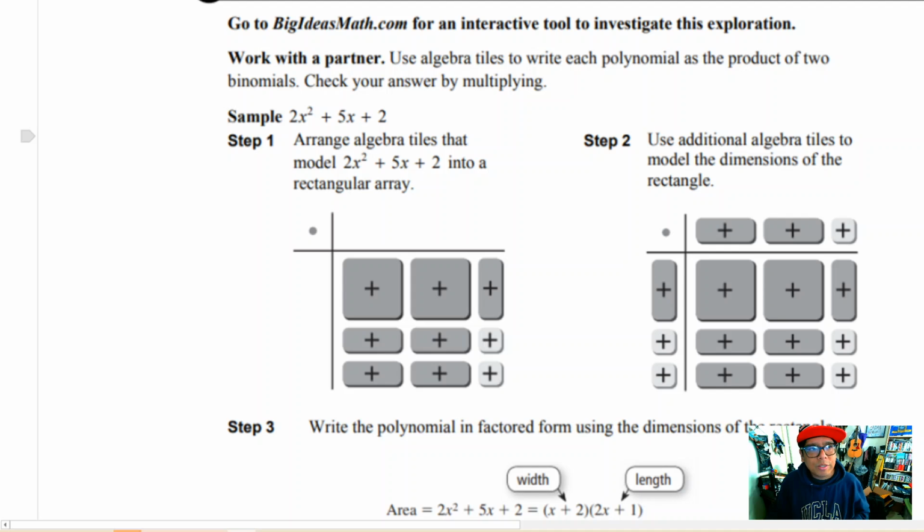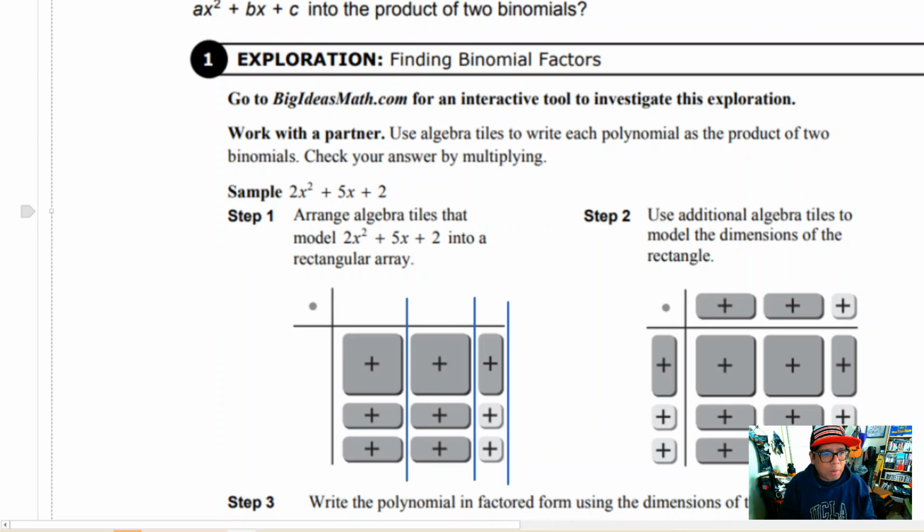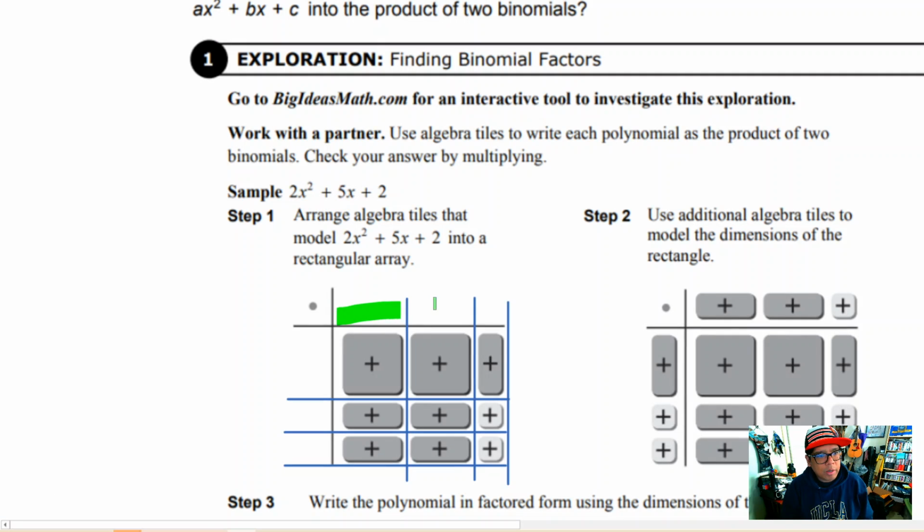So if we're taking a look at this very first exercise here, we see that 2x squared plus 5x plus 2 has been rearranged already into a rectangle. If I draw bars in between the tiles, I can now just go ahead and draw in the kinds of bars that I would expect to see. So this is one long bar on two long bars across the top, one long bar on the side, and then two small squares on the side and one small square on the top.